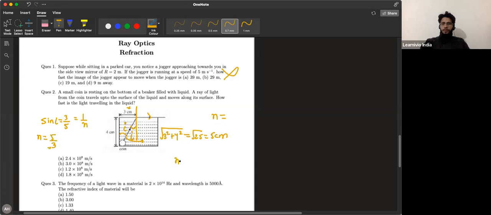So once you have the refractive index, you can calculate the speed. Refractive index is speed of light in vacuum divided by the speed of light in medium. So 5 by 3 is the speed of light in vacuum, which is 3 into 10 raised to power 8, by the speed of light in medium, which is v. So you can write v is 3 into 10 raised to power 8 divided by 5, so that's 9 by 5. How much is it? 9 by 5, 1.8 into 10 raised to power 8.